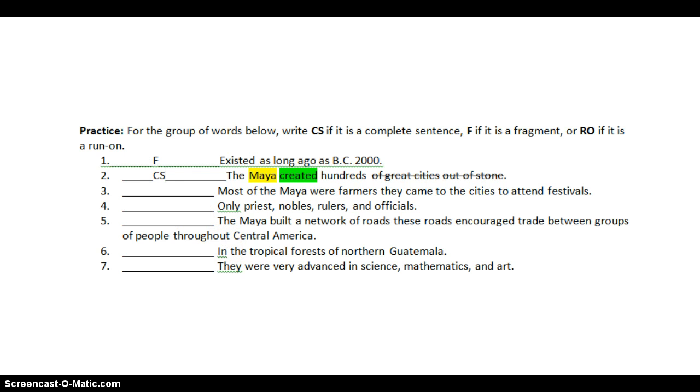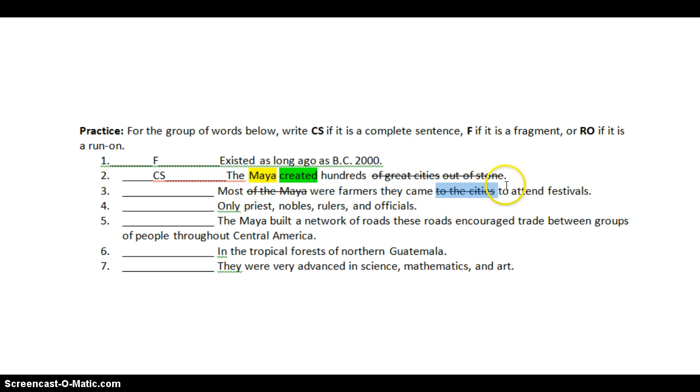Number 3, most of the Maya were farmers. They came to the cities to attend festivals. All right, so first thing I'm going to do is cross out prep phrases. Of the Maya is now a prepositional phrase. This is a little bit different than the Maya up here. So that's gone. I notice to is a preposition, so to the cities.